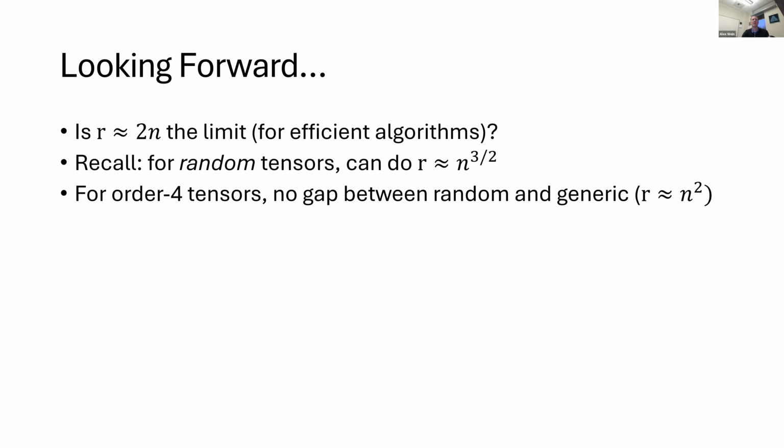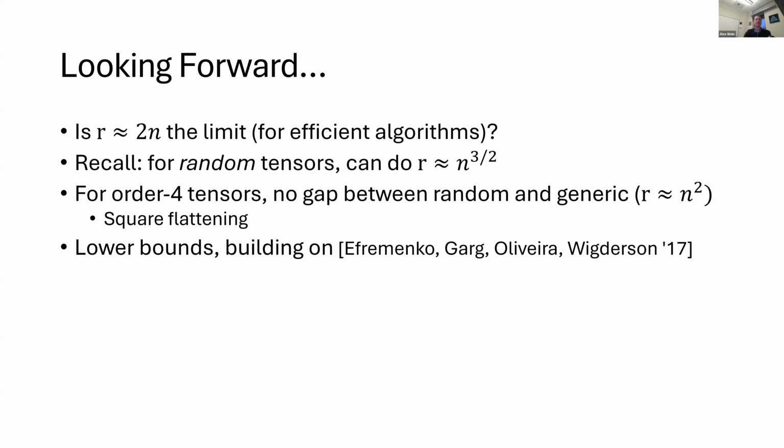So this points to perhaps thinking that for order 3 tensors with generic components, you should be able to go all the way to R being n to the 3 halves. But there's a good reason why even order tensors are easier, which is that you can flatten them in a square way. Whereas for n by n by n tensors, there was this asymmetry and it was hard to flatten them in a useful way.